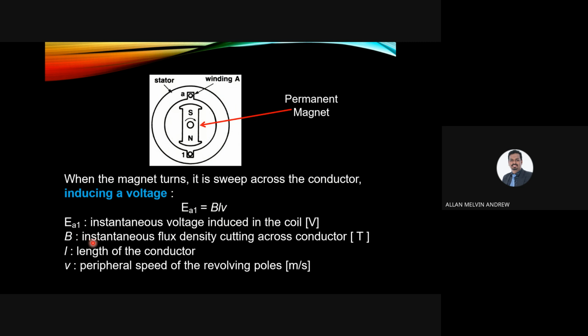B is the instantaneous flux density cutting across the conductor, so it's the B field. L is the length of the conductor attached to the stator, and V is the peripheral speed of the revolving poles. We have two poles, so how fast they move and rotate will be taken into consideration.